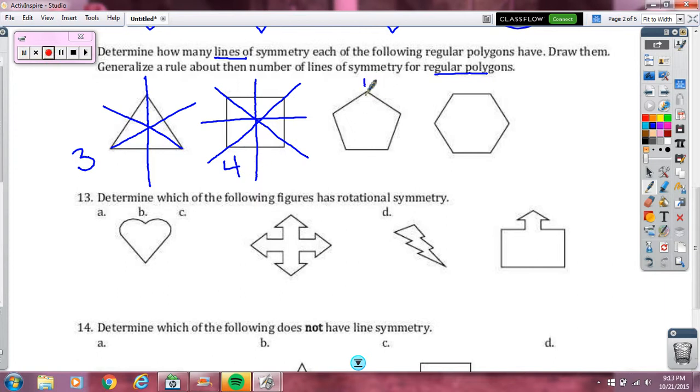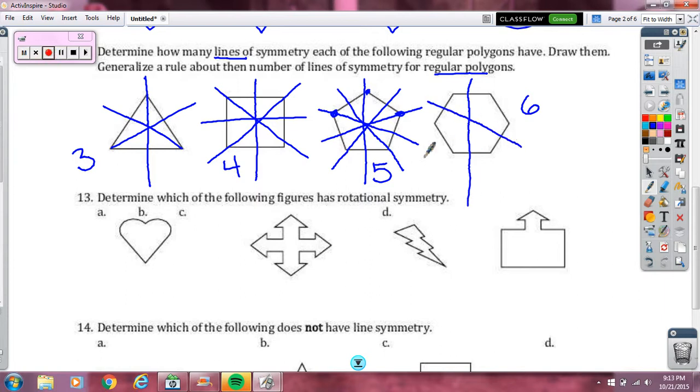A pentagon, 1, 2, 3, 4, and 5. 1 through each of the vertices and the side opposite. So 5 lines of symmetry. And just by kind of recognizing this pattern, I'm betting the hexagon is going to have 6 lines of symmetry. But we got to draw them in as part of the problem, so let's do that.